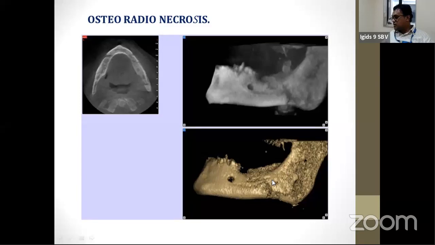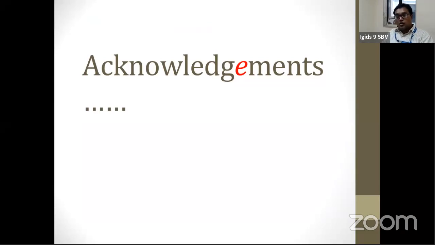These are basically not my patients or materials. These particular images have been borrowed from the internet. They are available for your visualization there, so you can go through them.